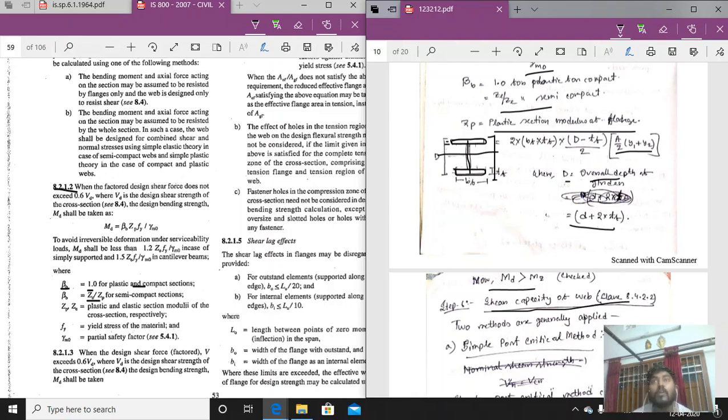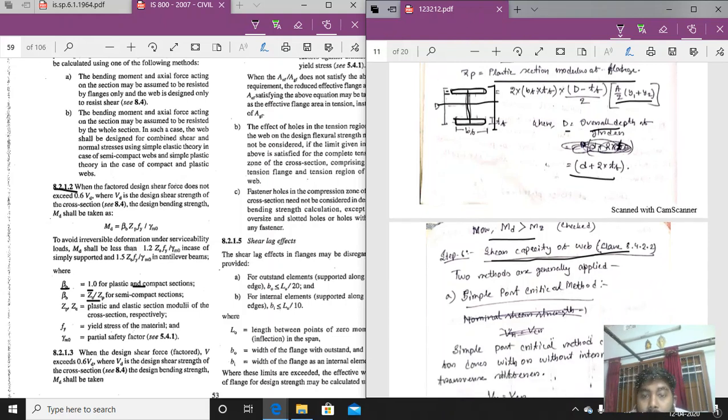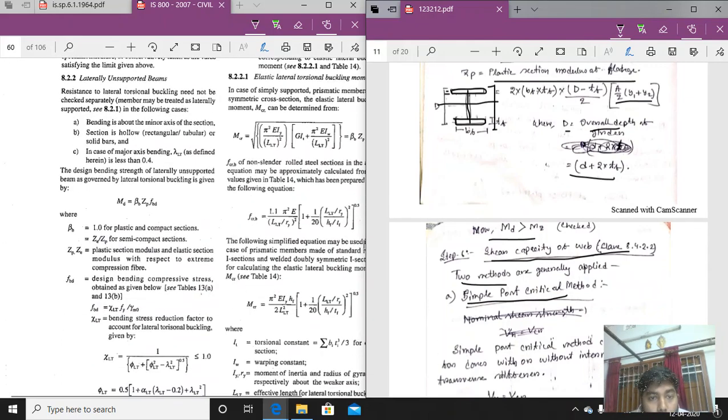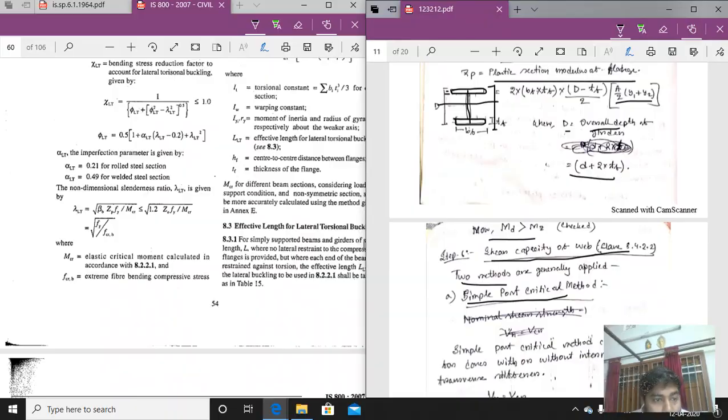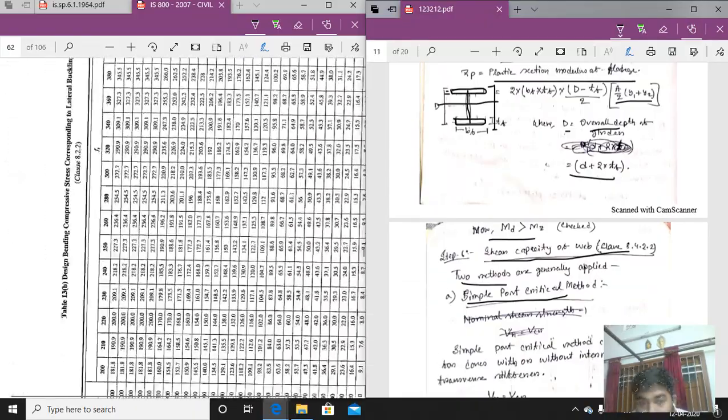That is the most important, because the most important member of the plate girder is the web of the plate girder. So the shear capacity of the web is also very important for us. How is the shear capacity of the web calculated? It is calculated by two methods. Simple post-critical method. So coming to the formulas, where is the formula? Okay, let me come to that.